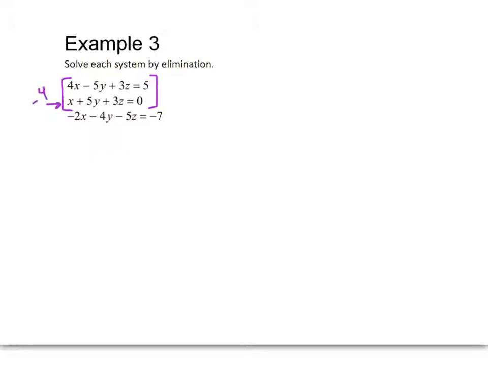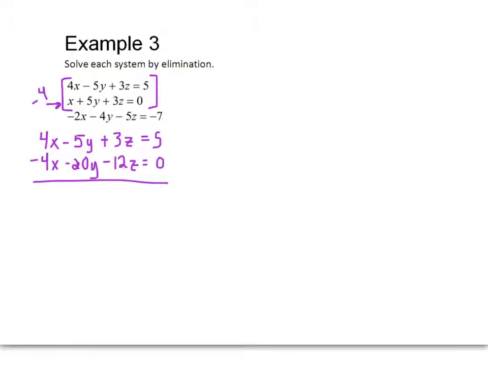So I'm going to write out the first equation, 4x minus 5y plus 3z equals 5. That one stays the way it was. And now we're distributing a negative 4 through our second equation. So negative 4x minus 20y minus 12z equals negative 4 times 0 is 0. Now let's add those equations together.